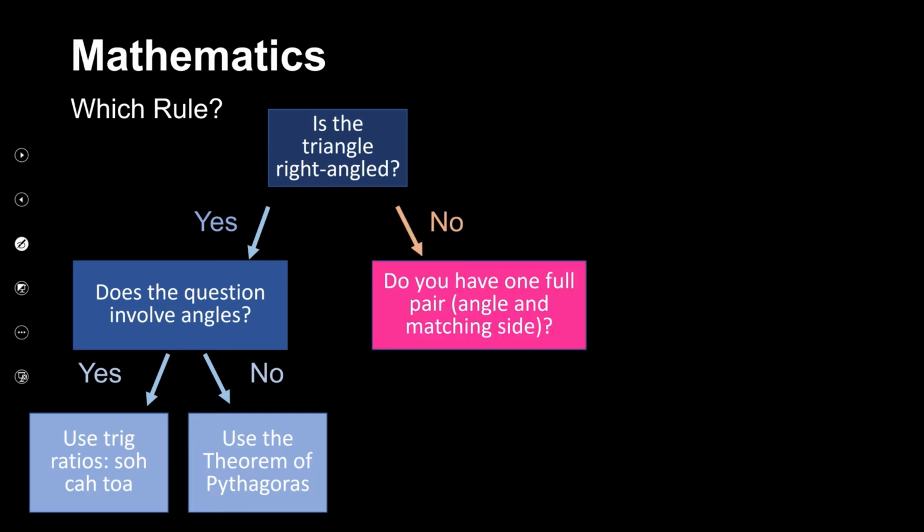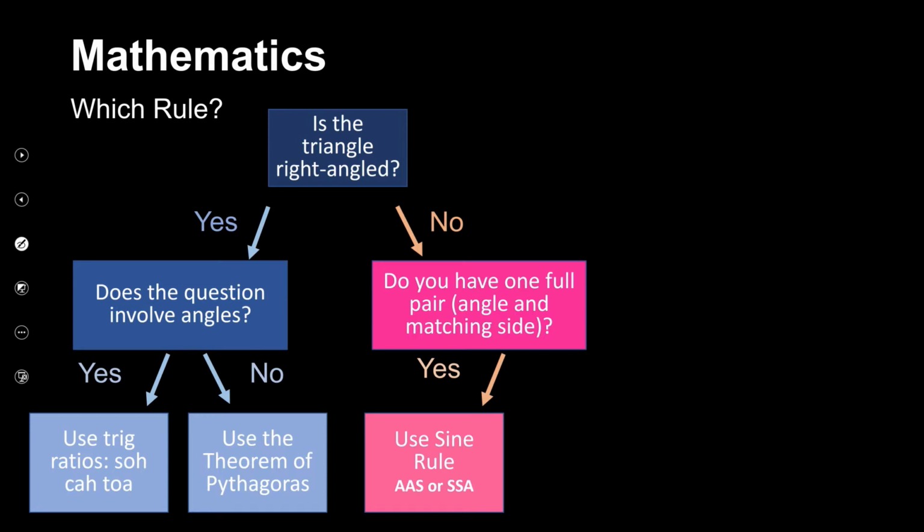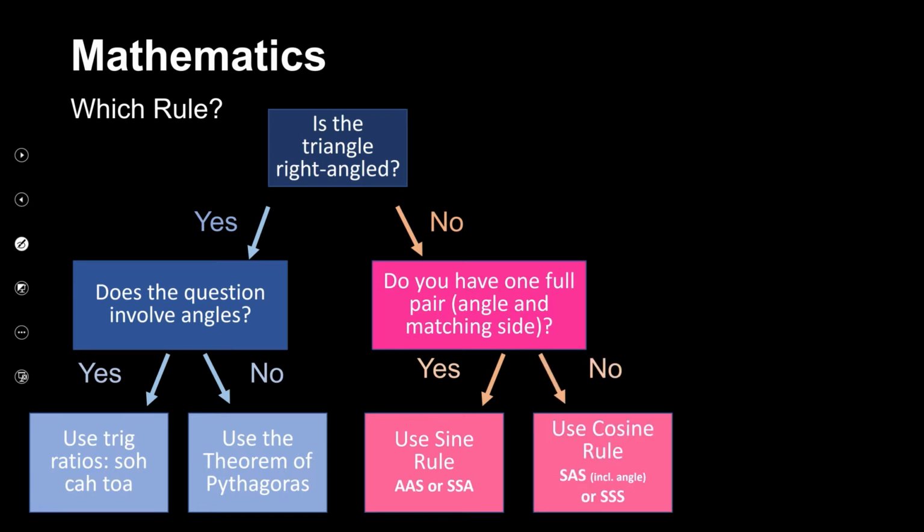Okay, if it's not right angle triangles, then we've got to look to see if we have one full pair, an angle and its matching side, and if we have the angle and its matching side, then we can use sine rule. Okay, and if we don't have a matching pair of an angle and its side, then we've got to use cos rule. And remember again, sine rule is used when we have angle, angle, side, or side, side, angle, and not included angle. And cos rule is used when we have side, angle, side, or side, side, side. And remember, in cos rule, we're looking for that V pattern.